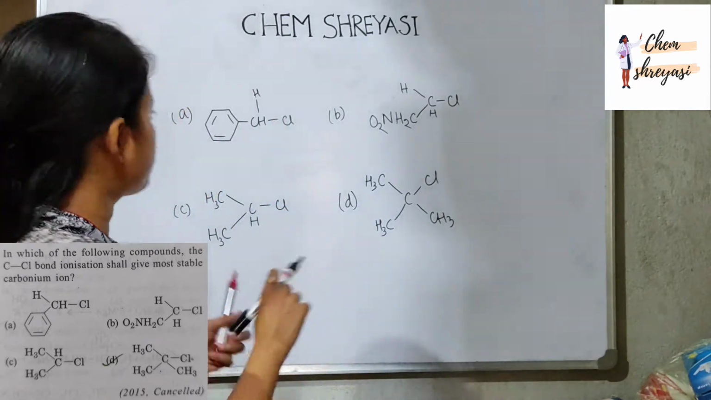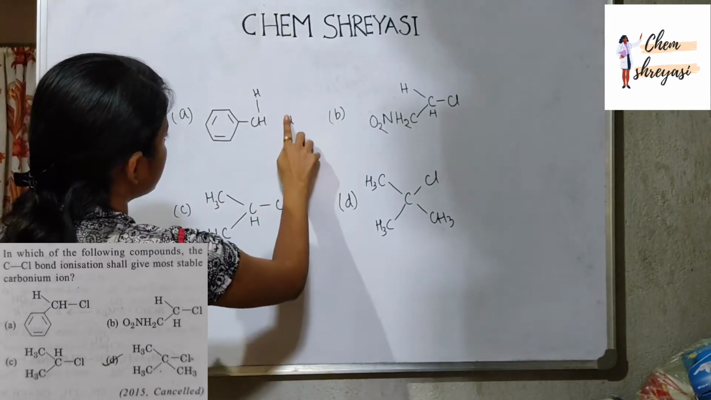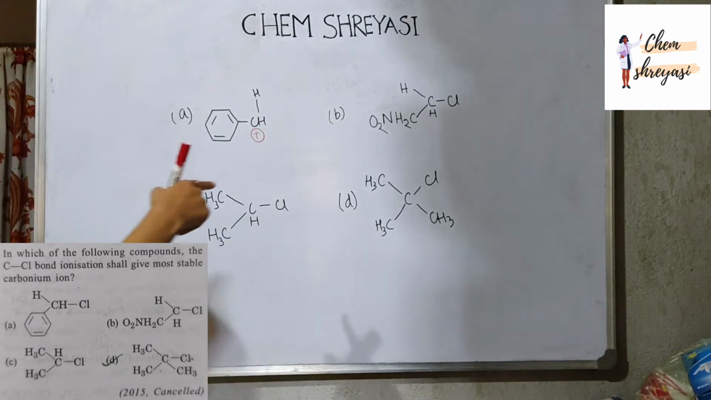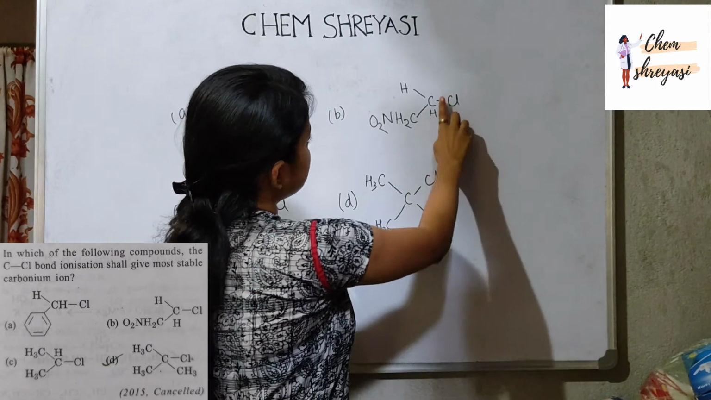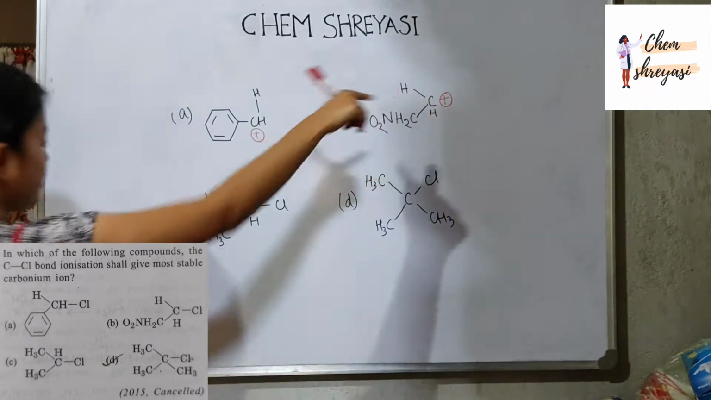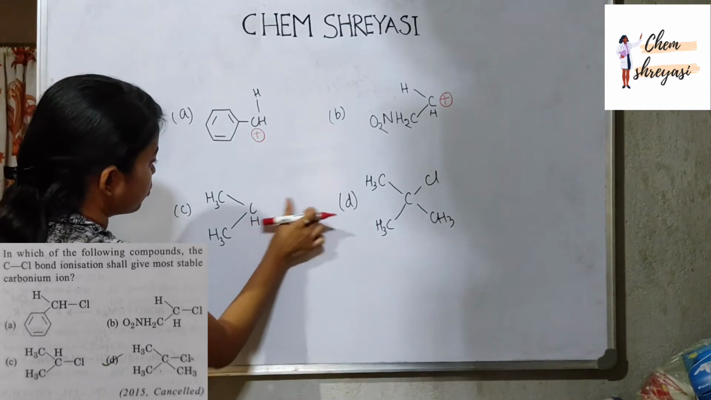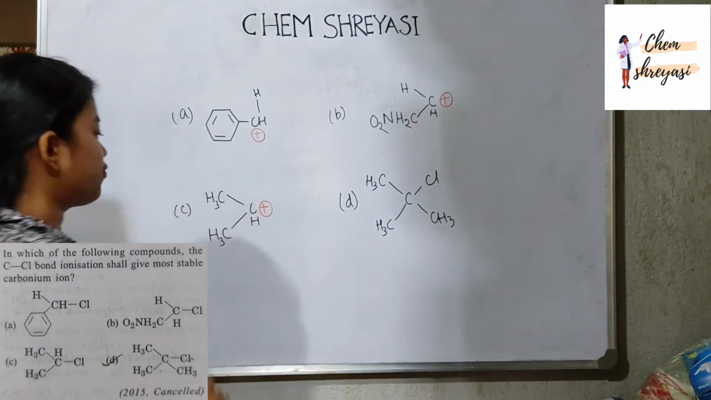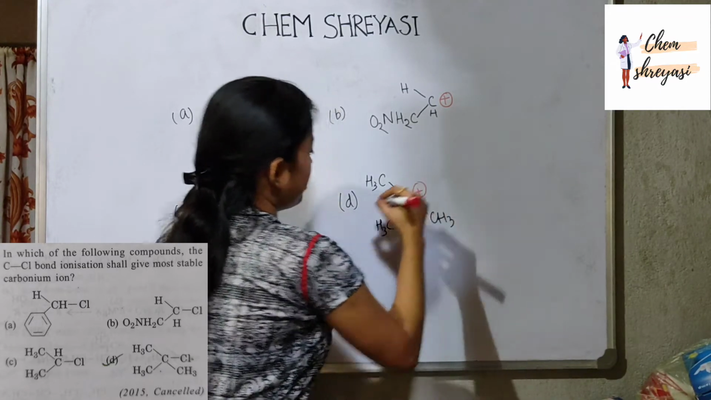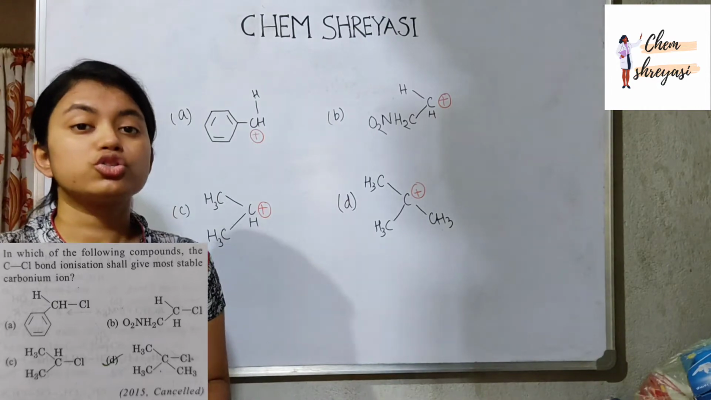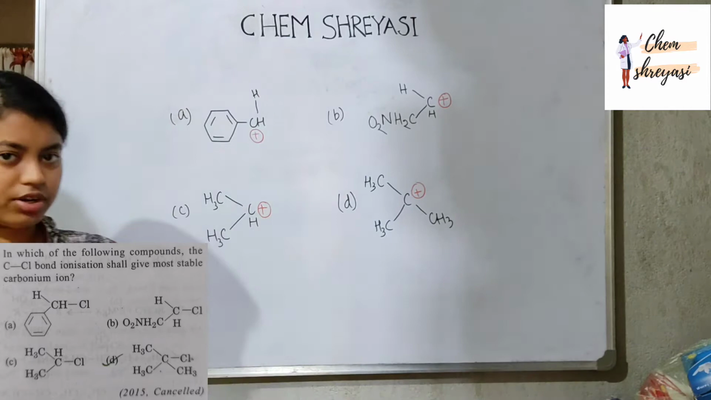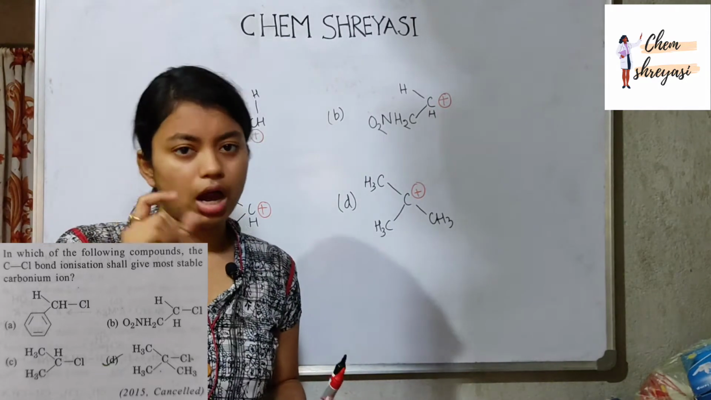Now, let's do the ionization here. So, when we move the chlorine out of the system, then a positive charge will generate on this carbon. Again, in this system, when chlorine will move out as Cl minus, a positive charge will be generated in this carbon. In option C, when chlorine will move out, a carbocation will be formed, and in option D, when this chlorine will move out, a positive charge will generate in this carbon. So, I have drawn carbocations of these 4 systems. Now I have to start answering which one is the most stable carbonium ion.